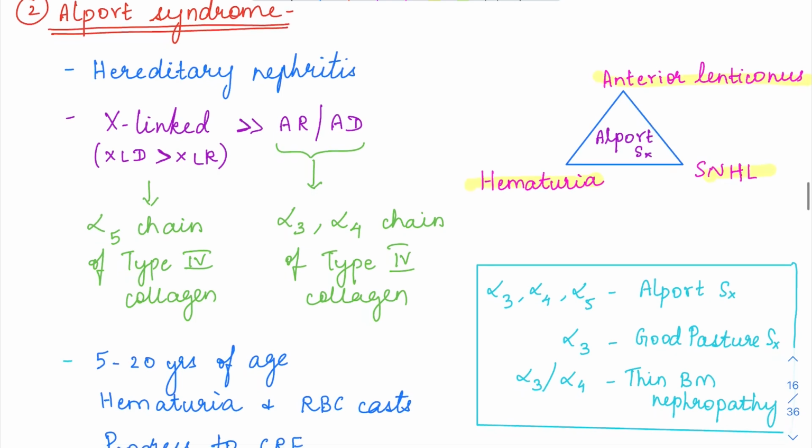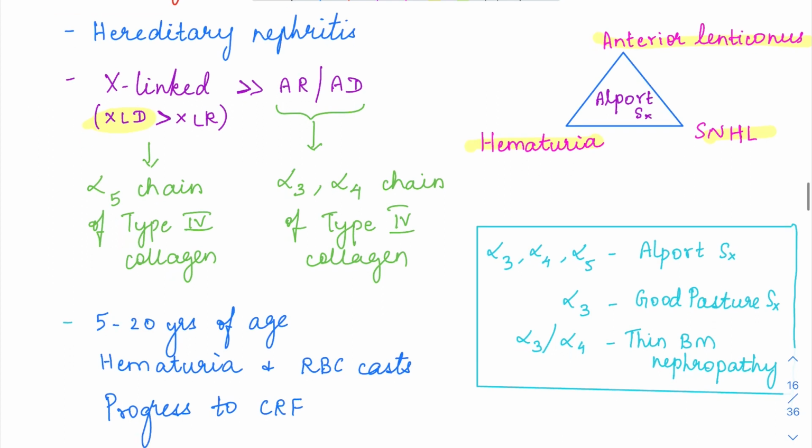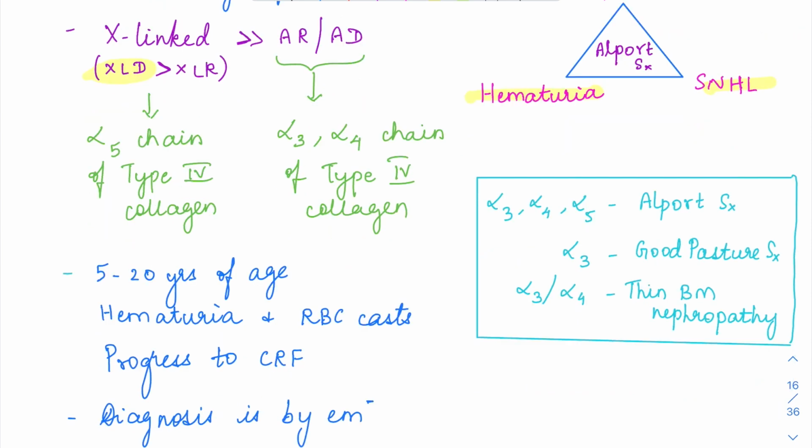This classical triad is that of Alport syndrome, and it can have all kinds of inheritance, especially X-linked dominant, which is the most common. Other than that, you can also have X-linked recessive, autosomal recessive and dominant patterns. Each of these inheritances leads to some defect. The type 4 collagen of the basement membrane is affected, but the alpha 5 chain is affected in X-linked, while in autosomal recessive and autosomal dominant patterns, the alpha 3 and alpha 4 chains are affected.